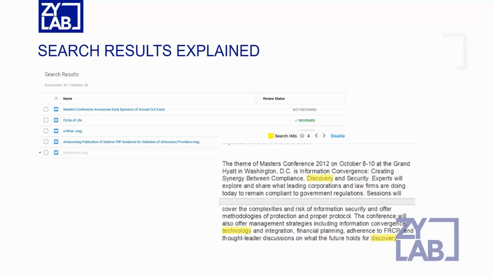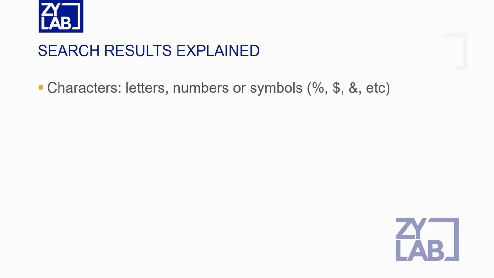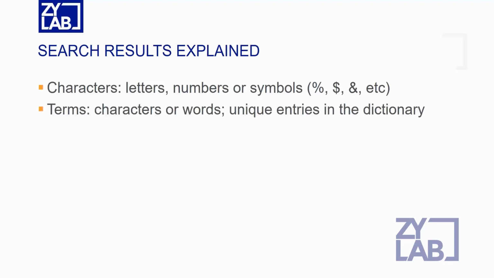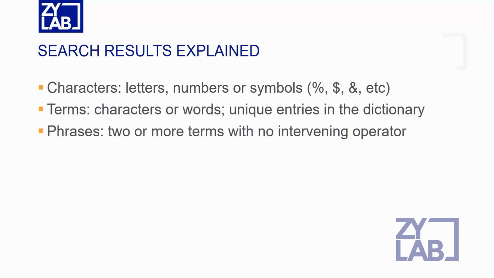The building blocks of the text file are characters, terms, phrases, and hyphenated terms. Characters are letters, numbers, or symbols. Terms are characters or words. They are unique entries in the dictionary with a separator on each side. Phrases are two or more terms with no intervening operator. Phrases must not be entered within quotations when searching in the Zilab system.